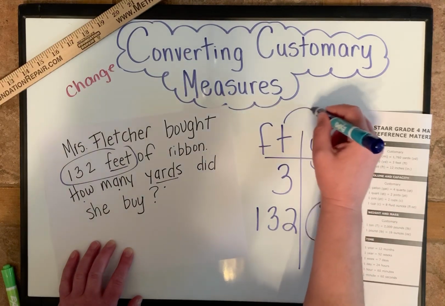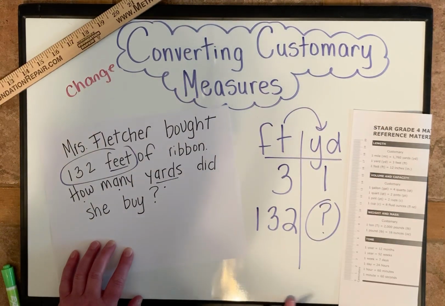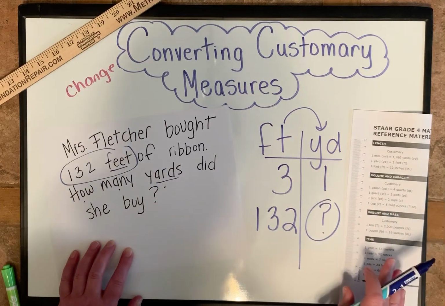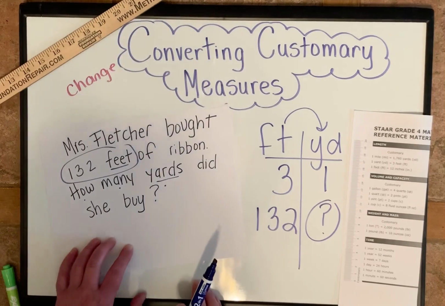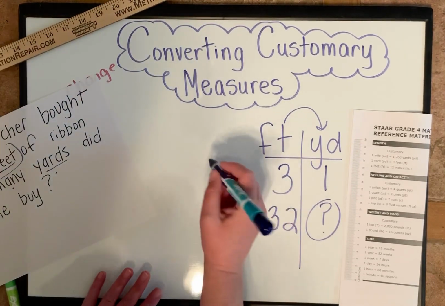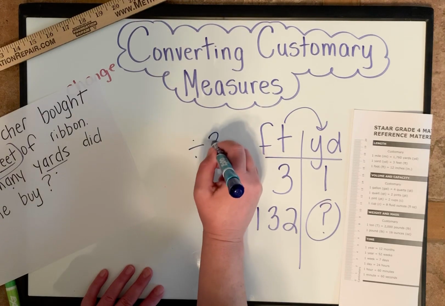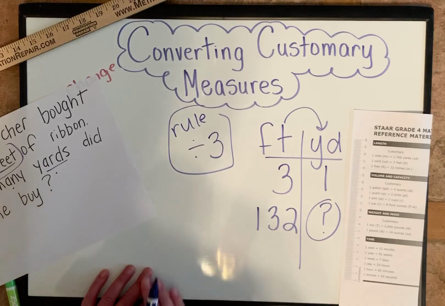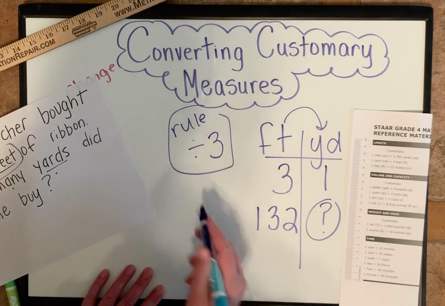I know that I'm going to be going this way, so I need to ask myself, okay, how do you get from 3 to 1? Oh, that number went down. That went down. So that means my rule is going to be what? Divide by 3. So my rule is divide by 3. So just like an input and output table, you just apply your rule.